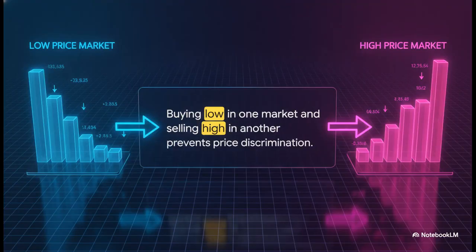But there's a massive glitch in this pricing matrix, and it's called arbitrage. Arbitrage is basically buying a good in one market for a low price and immediately flipping it in another market at a higher price. If people can easily buy the cheap version of a good and resell it to the high-paying customers, the entire price discrimination scheme just collapses. That's exactly why you can't typically resell a personalized airline ticket to someone else.